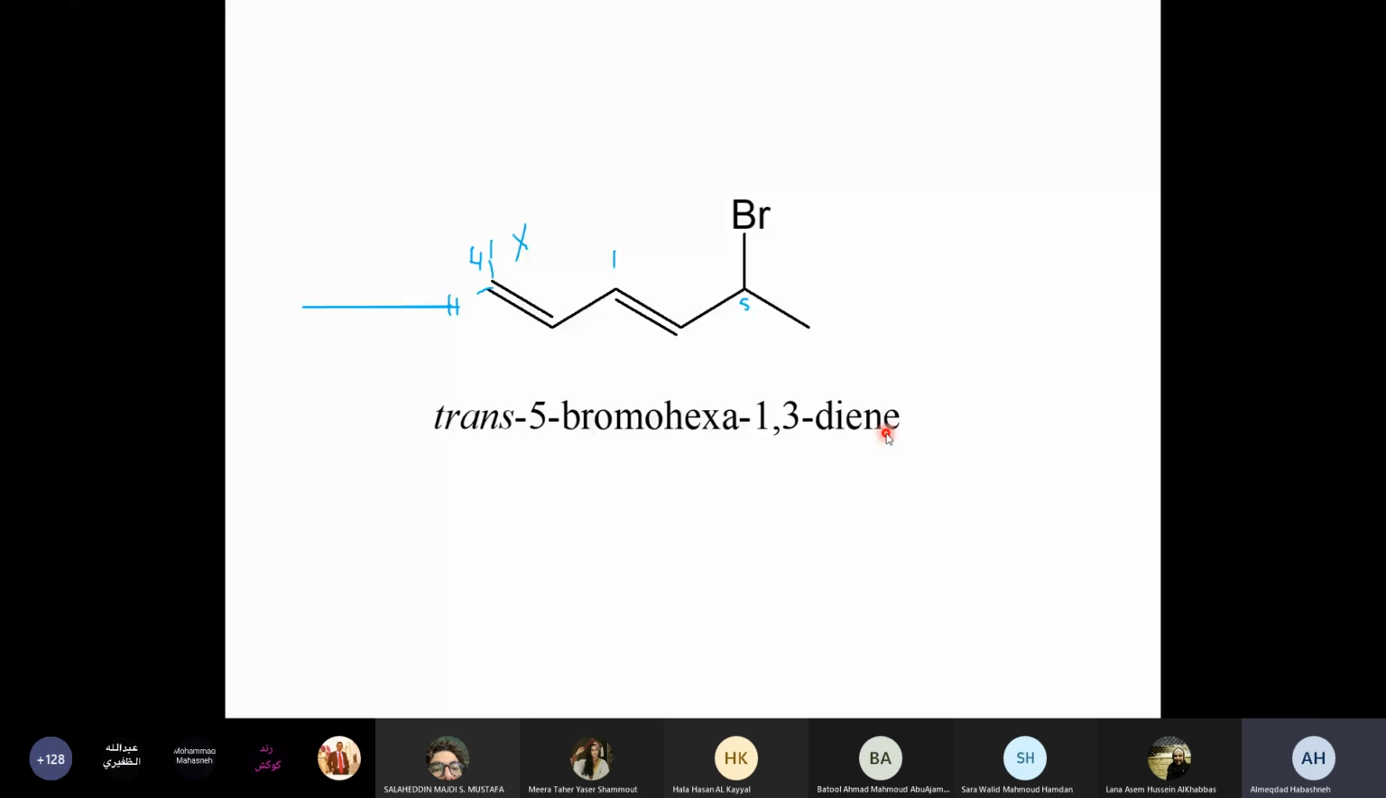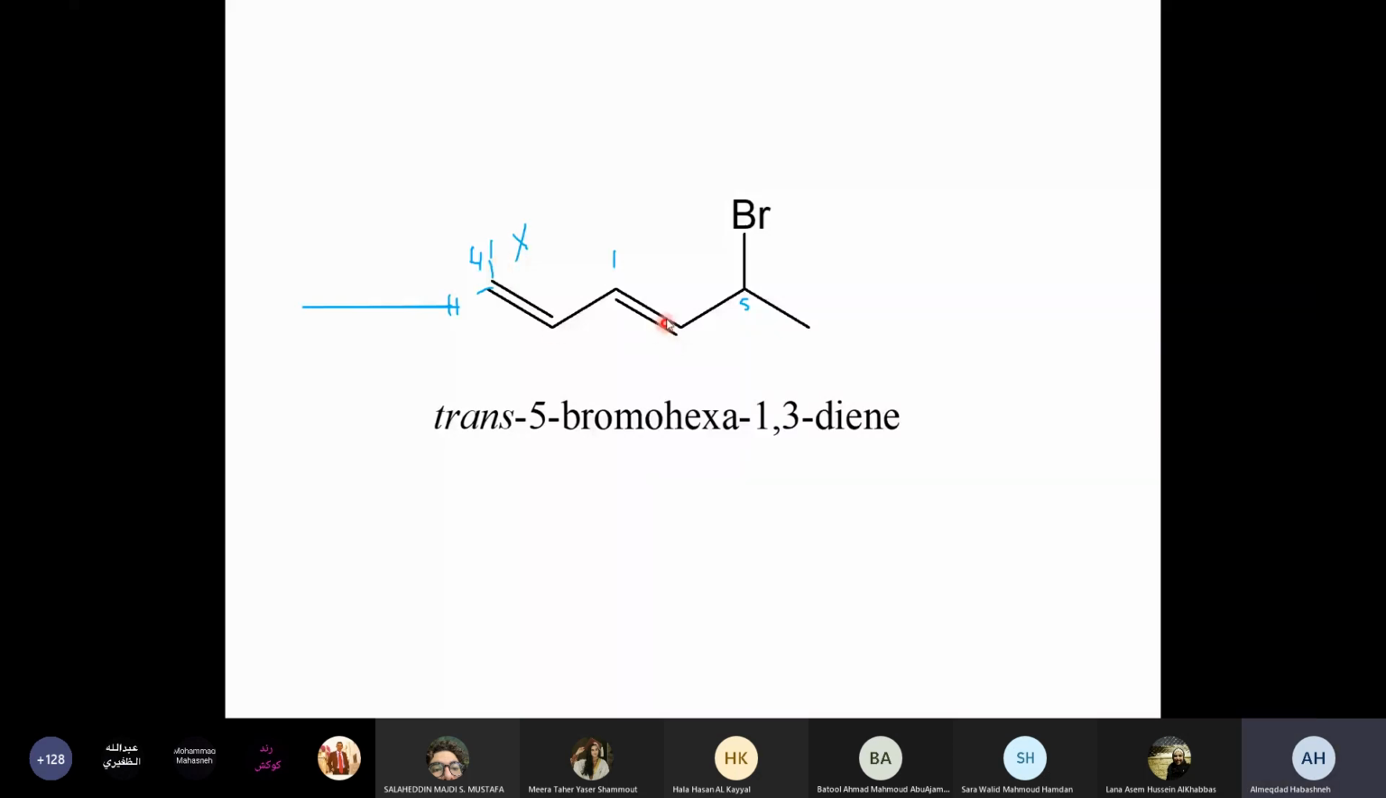Now let us check the double bonds, whether we can call them cis or trans. Let's start with the double bond at carbon number 1. Is it cis or trans? No. The answer, guys, is that it is not a stereogenic center, because it is connected to the same group, hydrogen and hydrogen. So this double bond is not a stereogenic center, so we cannot describe it as cis or trans.